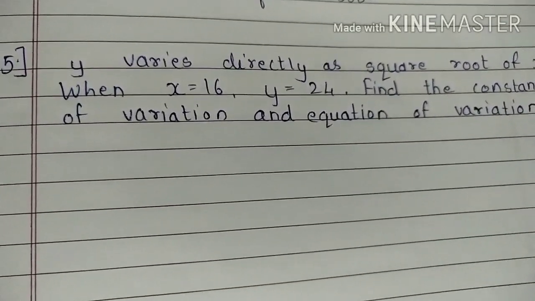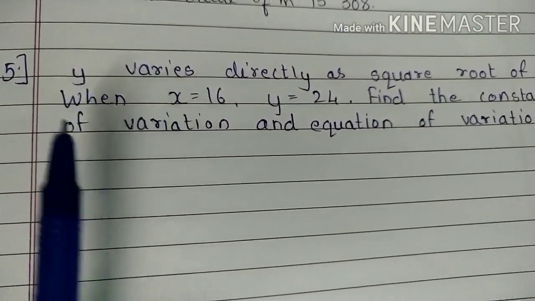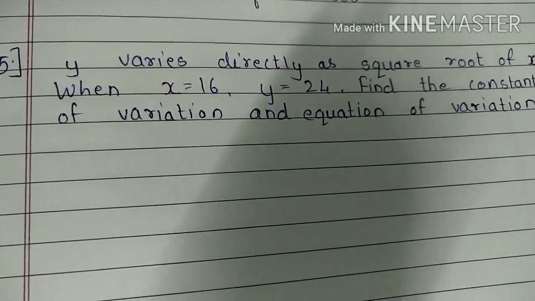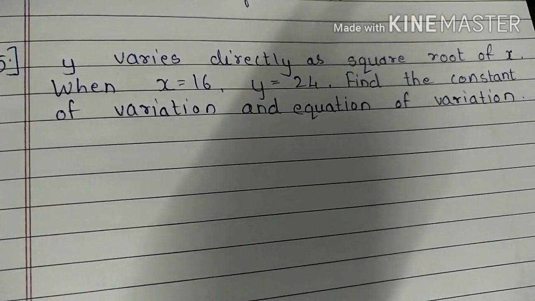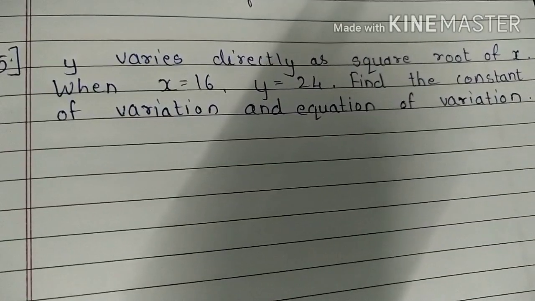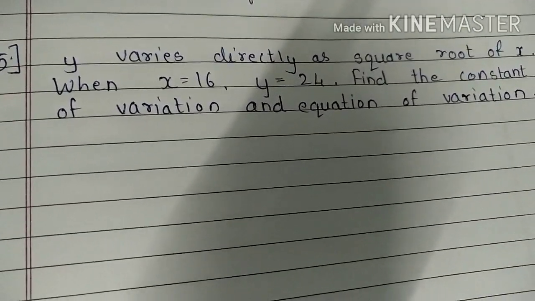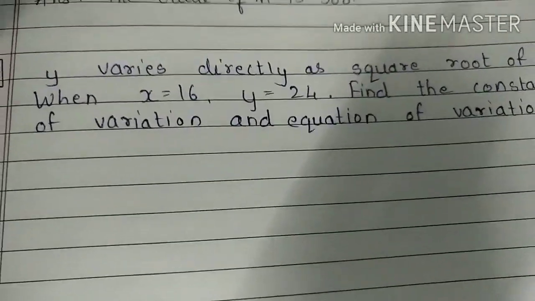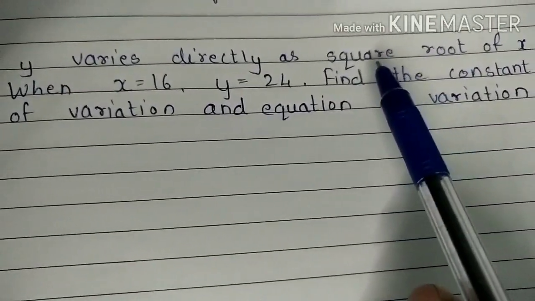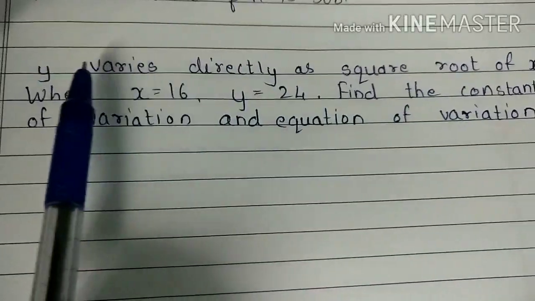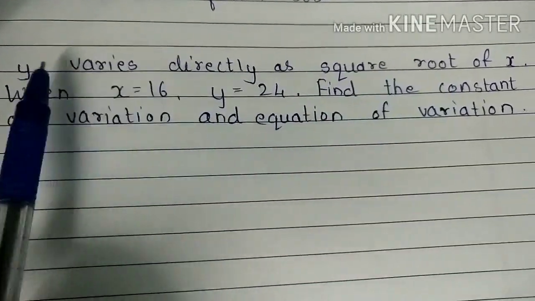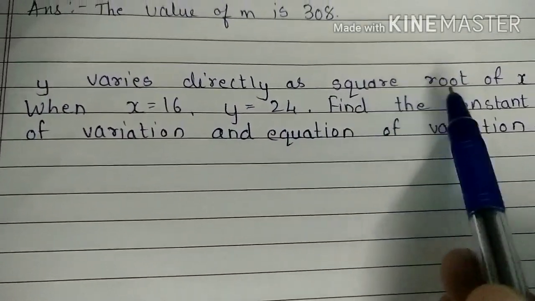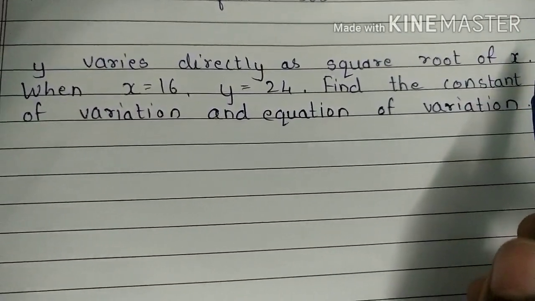This is your fifth sum. So in the question, children, it is given that y varies directly as square root of x. Till now, children, you all were coming across a very direct question. There were just two letters. This time there is a square root in between. So you need to pay attention to the question, how it is written. Y varies directly as square root of x.